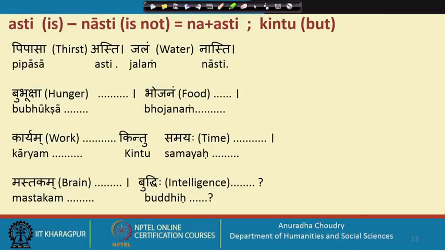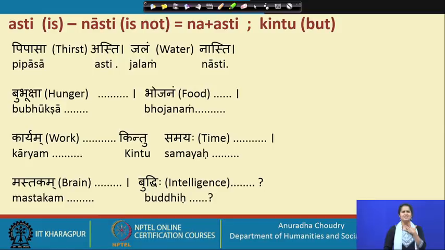So let's do a few exercises here. Pipasa asti, thirst. Pipasa asti. Jalam nasti. Bubhuksha, hunger. Bubhuksha asti. Bhojanam nasti. Now there is a certain relationship between these sentences that can be established by the word kintu.